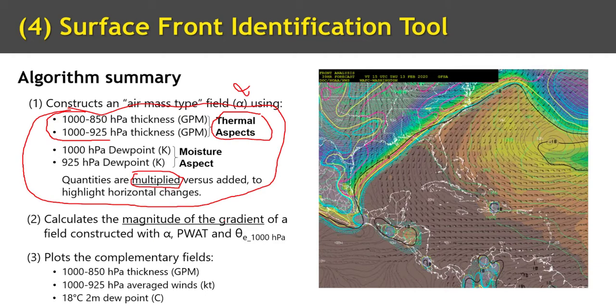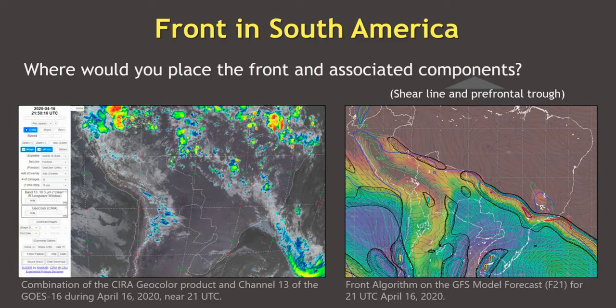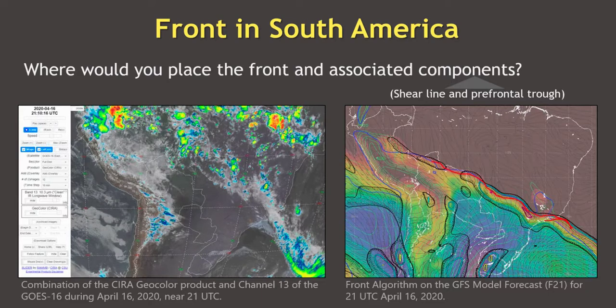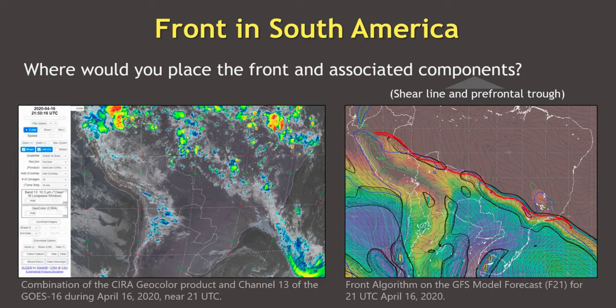Let me go to an example of a front in South America. So if you see on the right, whenever we see these black areas, and when you start getting these light blue contours, yellow, and then fuchsia, it means that you have a very sharp gradient in this field that we call alpha, right? So if I were to analyze the front, I would analyze the front along this gradient and maybe a little bit to the north. And then we have the southerly flow. So whenever we have southerly flow, the front can be slightly further north than what the algorithm shows. So we also need to keep an eye on that.